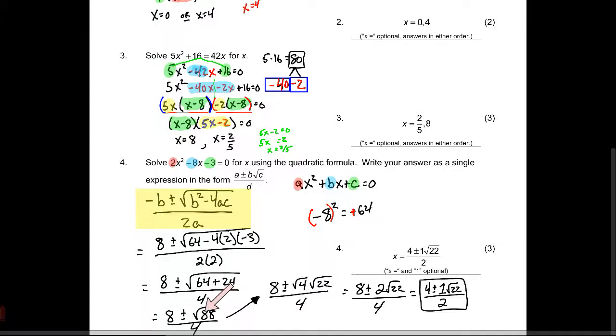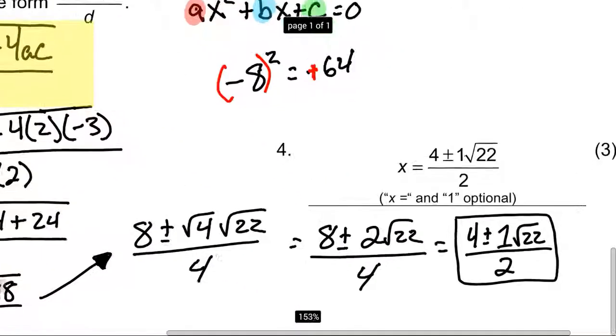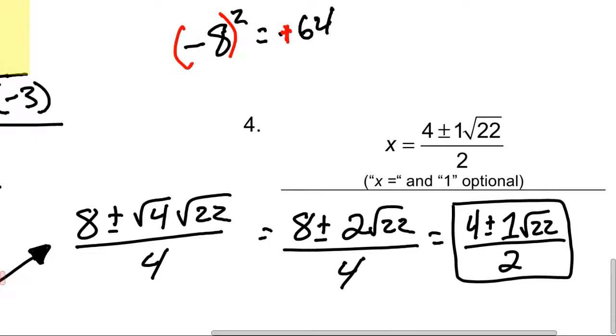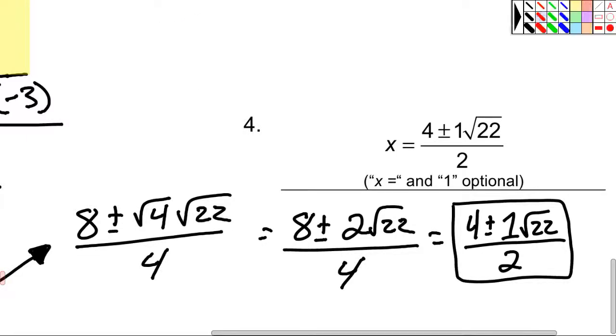This is just a property of radicals you should know by now. The square root of 88 can be broken up into the square root of 4 times the square root of 22. But we know what the square root of 4 is. That's just a straight up 2. It's going to come on the outside. So that's where that came in. And then there's one last step. It said to simplify as much as you can. So this basically says 8 plus or minus 2 root 22 over 4.